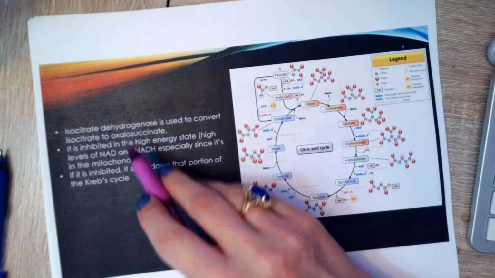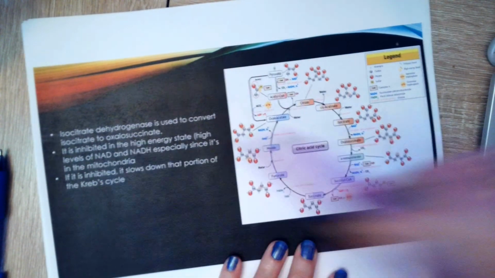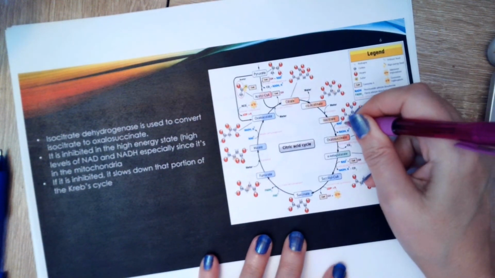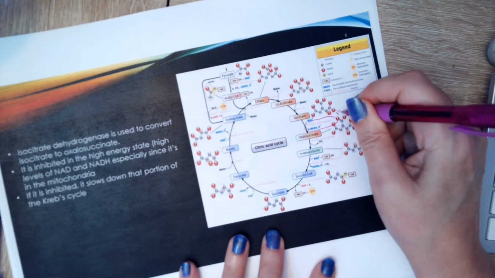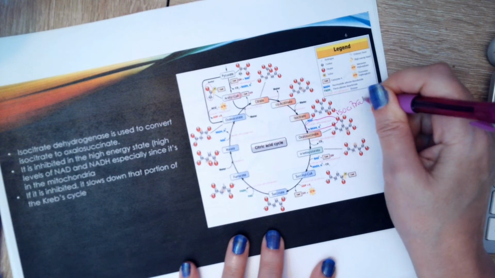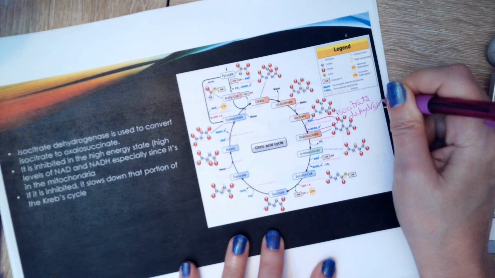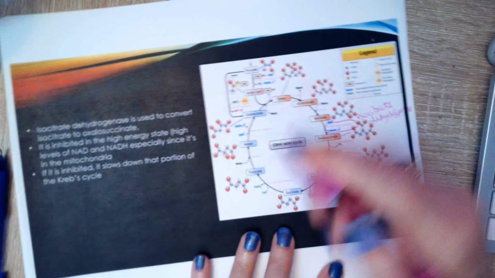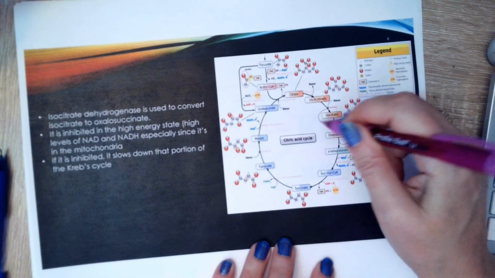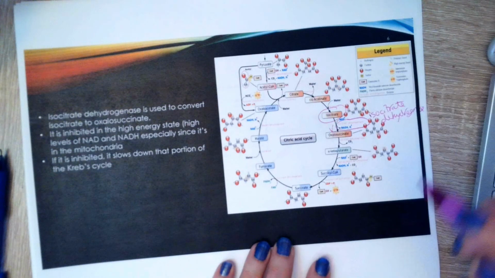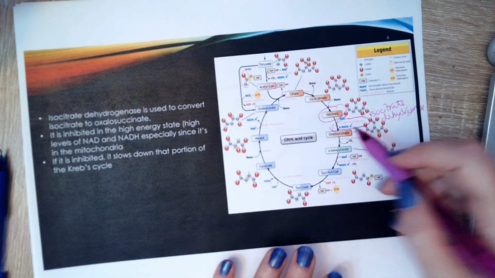Okay, so remember that enzyme isocitrate dehydrogenase. Over here, I'll write it down again, and I'll spell it out fully this time. Isocitrate dehydrogenase. It's used to take our isocitrate and turn it into the next step, which is oxalosuccinate.